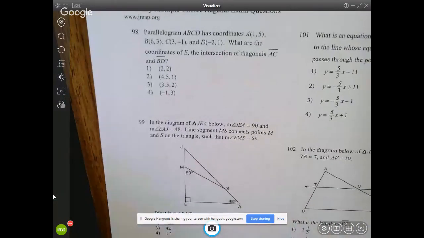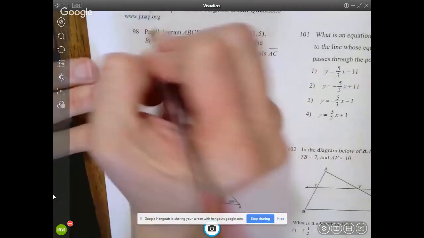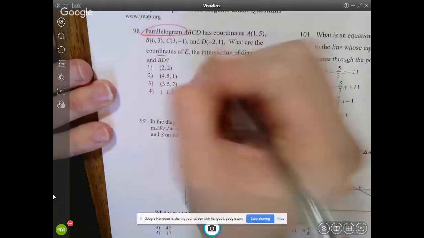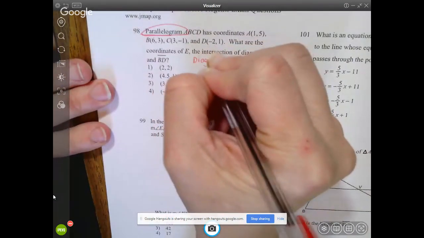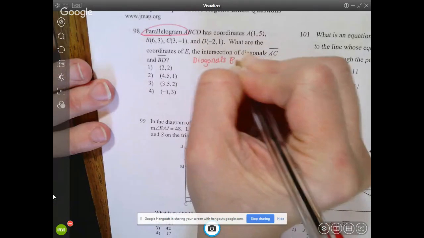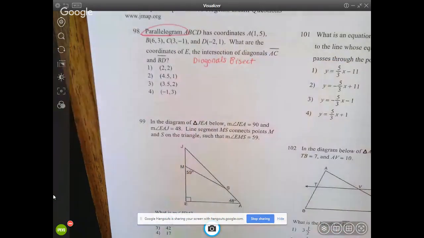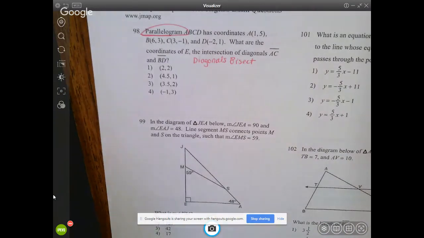98. Parallelogram ABCD has these coordinates. What are the coordinates of E, which is the intersection of diagonals AC and BD? Well, we know that because it's a parallelogram, the diagonals bisect each other. And because the diagonals bisect, you can either do the distance formula divided by 2, which I think is a waste of time, or just use the midpoint formula.